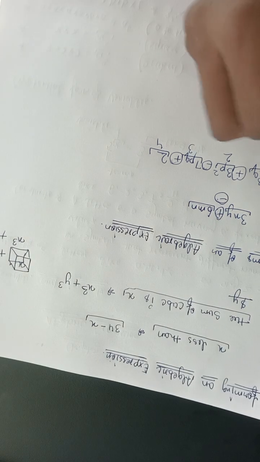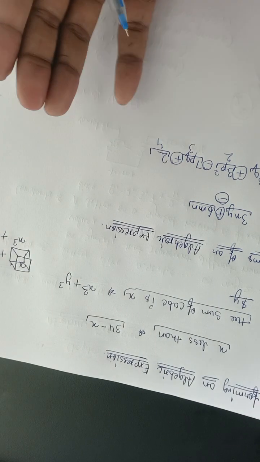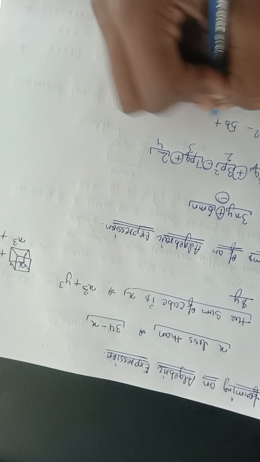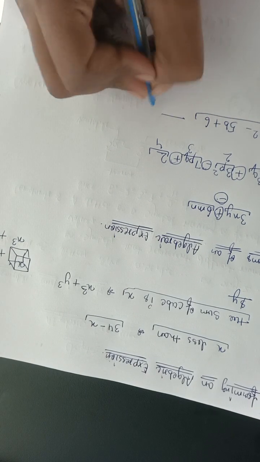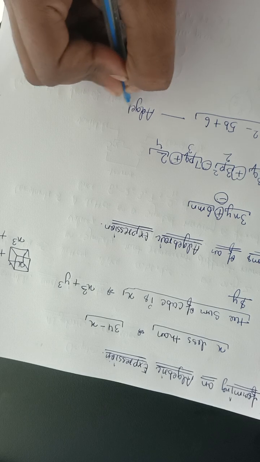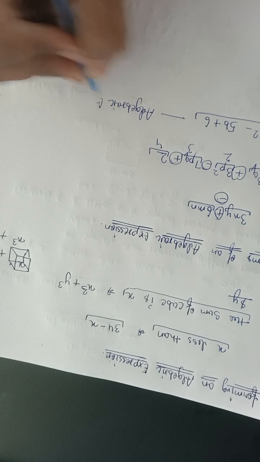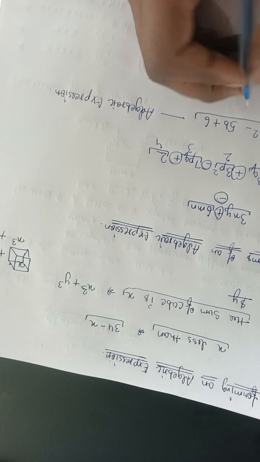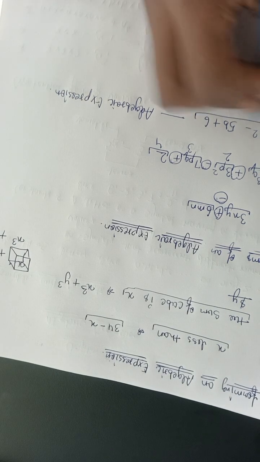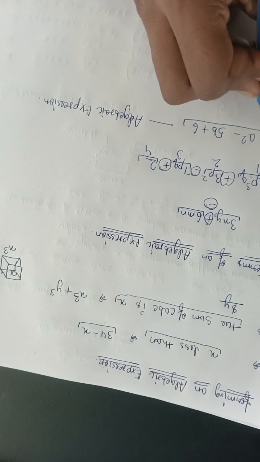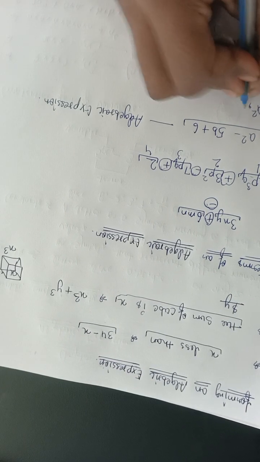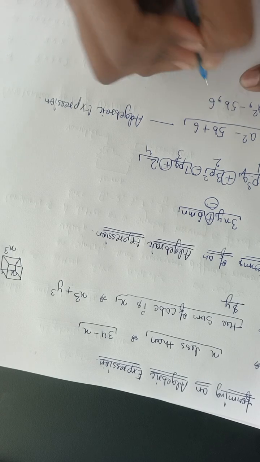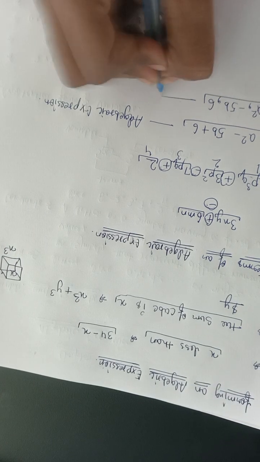Now first let's take an example. We have to identify the algebraic expression and its terms. It is written a square minus 5b plus 6. This is your algebraic expression. If we have to write the terms, we do not have to include these signs. The terms are: first term a square, then minus 5b, then 6. These three are your terms.